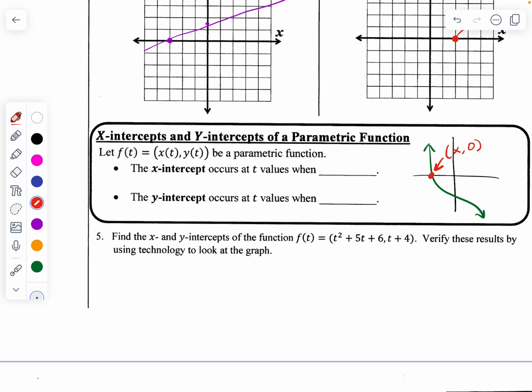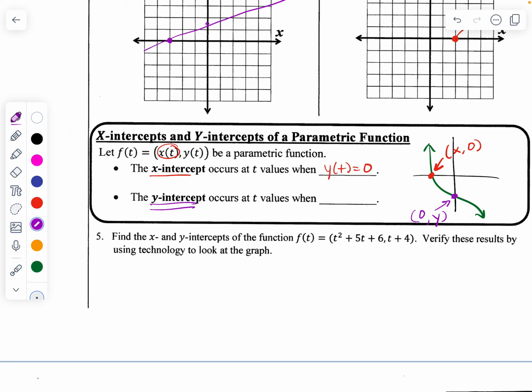And same thing here. I see this point is the y-intercept because I don't know what y is yet, but I know x is 0 and y is some value. So this is where those x and y-intercepts are located. On the x-axis is your x-intercept. On the y-axis is your y-intercept. Well, we know that the x-intercept occurs when the value for y is 0, and the y-intercept occurs when the value for x equals 0.